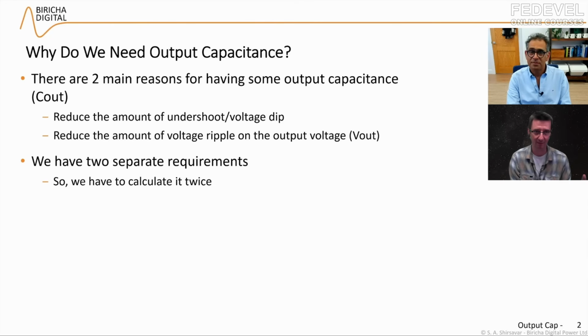So we are basically going to talk about switching power supplies, because there is a difference between linear regulators and switching power supplies. For a linear power supply, you still need some capacitance on the output, but that is a completely different story. Many people use these switching power supplies, so it's very important to learn how to calculate this.